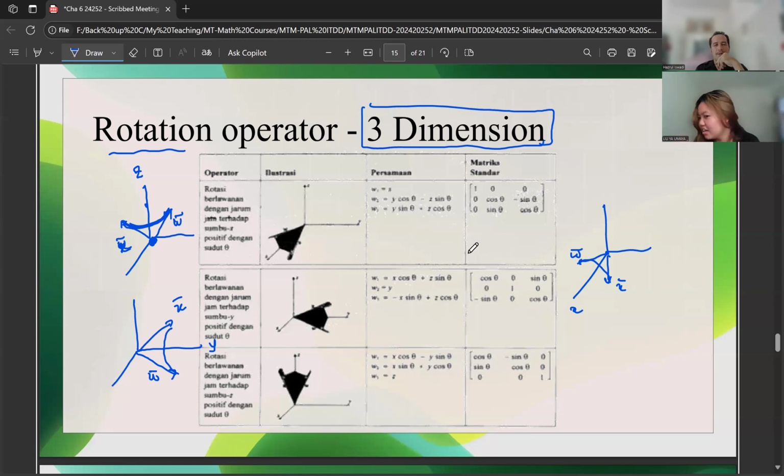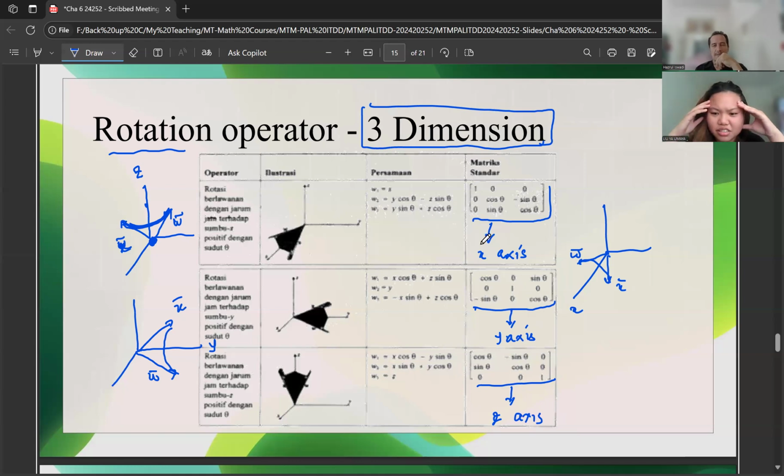Yeah, so we have this matrix of the rotation. This is rotation about the x-axis. This is rotation about the y-axis. This is rotation about the z-axis. And you must know the pattern. If it is the x-axis, the first row will be 1, 0, 0.